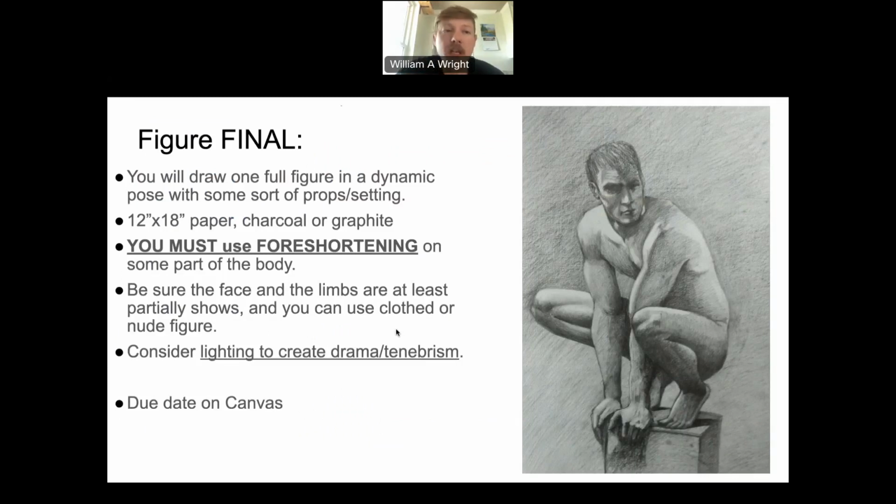So let's take a look at what your actual assignment is. Now I'm finally getting to the nitty gritty specifics. I'm sorry, I keep choking on something. It's because I ate almonds before I started this.